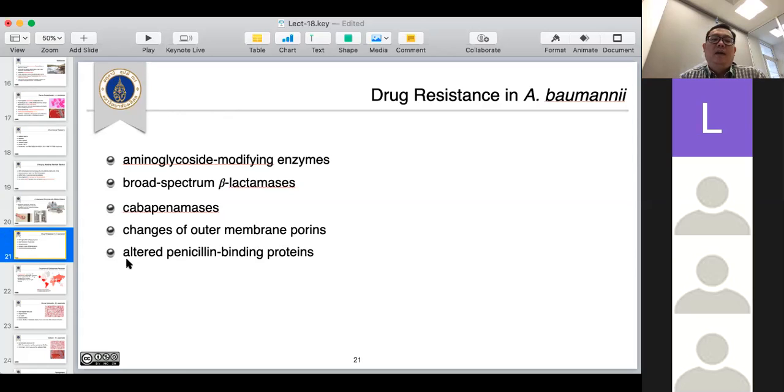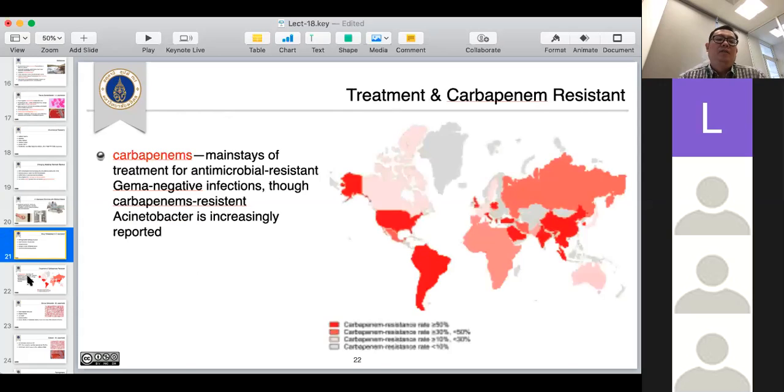They have penicillin binding protein changes. So this is an important statistic. Actually, it's not so new, it's from about 5 years ago. In 2015, the incidence of carbapenem resistance. Okay?